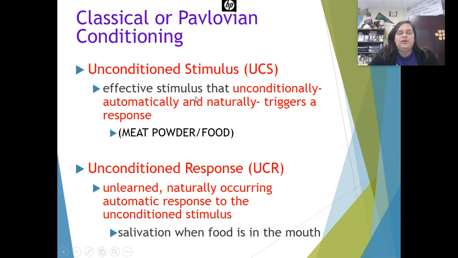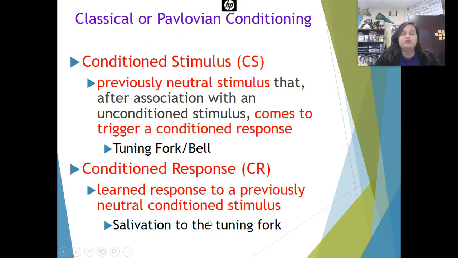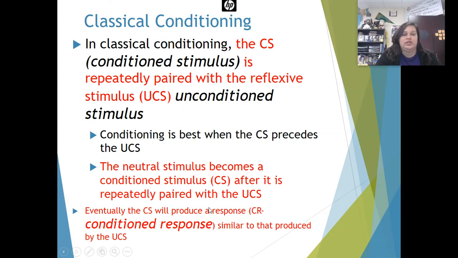Good. So breaking down those terms again, unconditioned stimulus, that was our UCS. It's something that automatically triggers a response. That was our meat powder or our food. Our unconditioned response, the response to the meat powder, was salivation, was unlearned. The conditioned stimulus was something that was previously neutral. That was our tuning fork or bell. And then our response to that tuning fork and bell after conditioning was salivation to the tuning fork, or our CR.